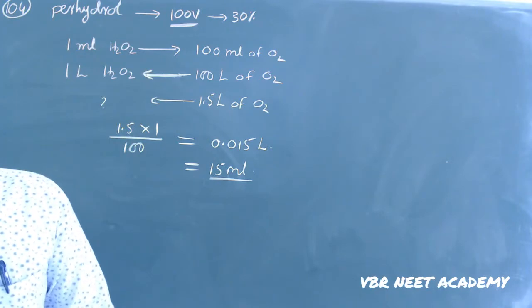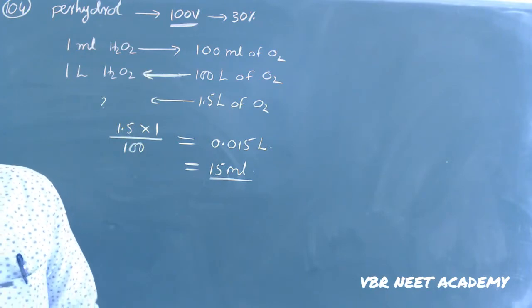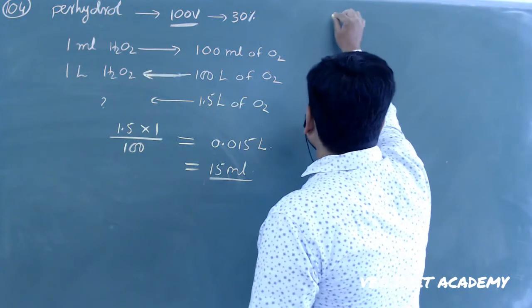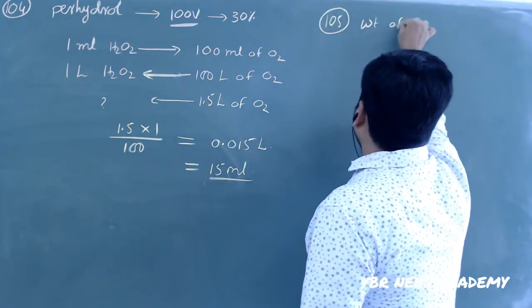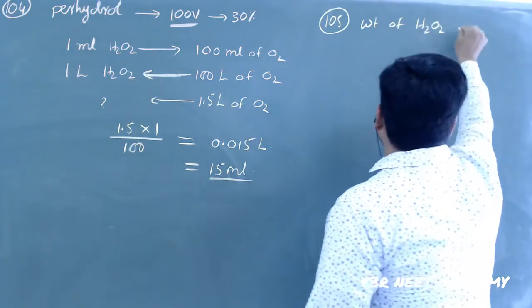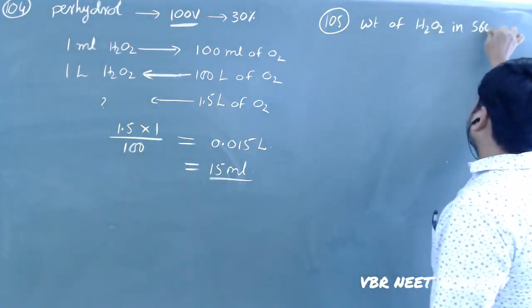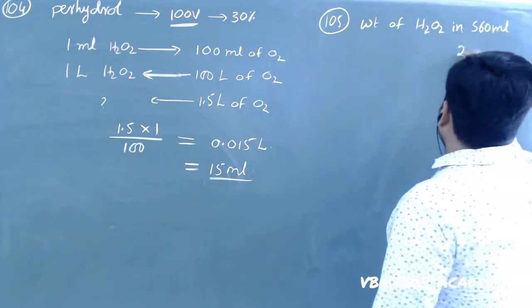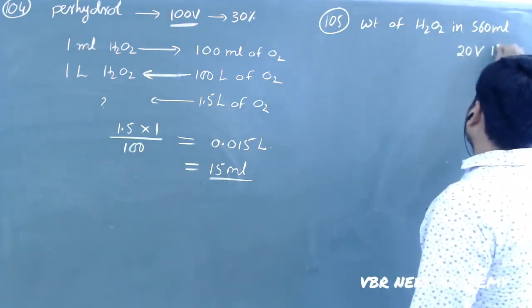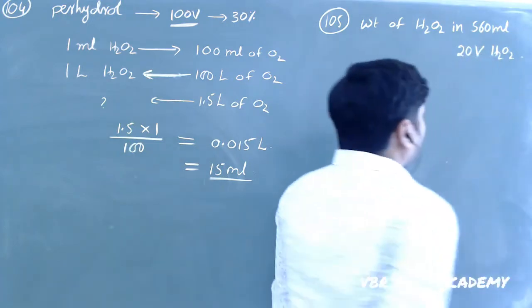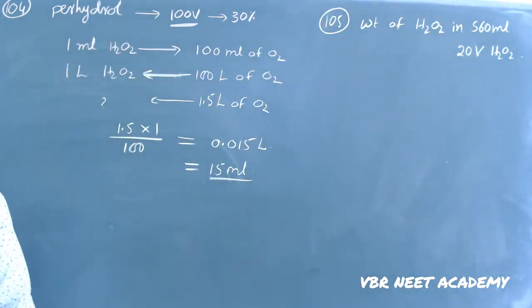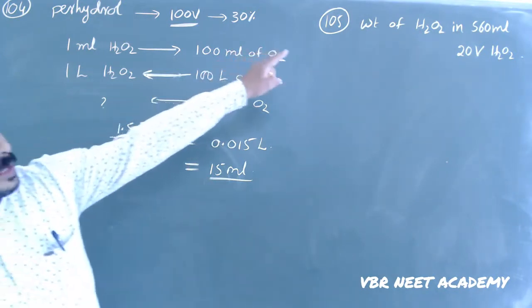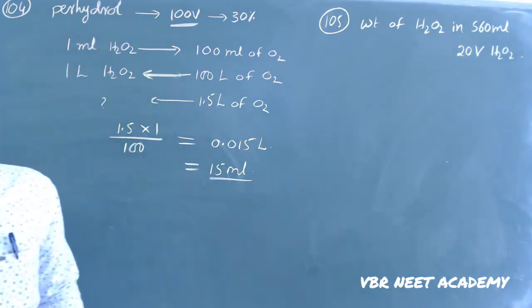So they are asking about 20 volume H2O2 solution, 560 ml. In the 105th question, they are asking the weight of H2O2 in 560 ml of 20 volume strength H2O2. So this is what they are asking: if you take 20 volume strength H2O2, how much do we get in 560 ml?